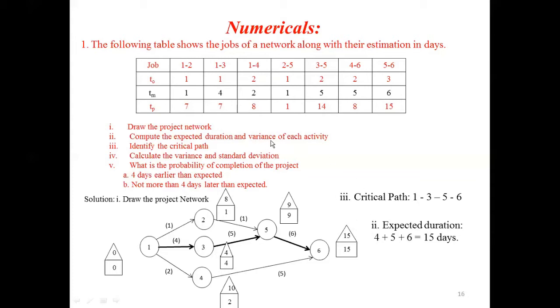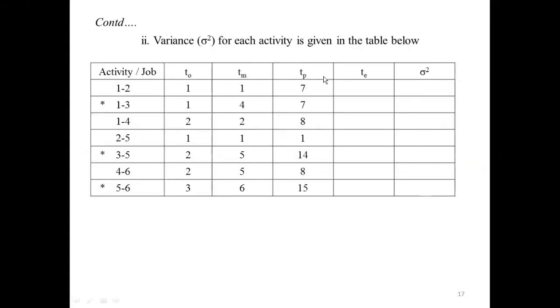You need to calculate the variance of each activity. To calculate the variance of each activity, you need to construct the table. Variance is denoted by sigma square, and for each activity it is given in the table below. Whatever activities or jobs are mentioned in the question, you have to enter them in the same order: 1 2, 1 3, 1 4, 2 5, 3 5, 4 6, and 5 6. We already identified the critical path. The activities are 1 3, 3 5, and 5 6.